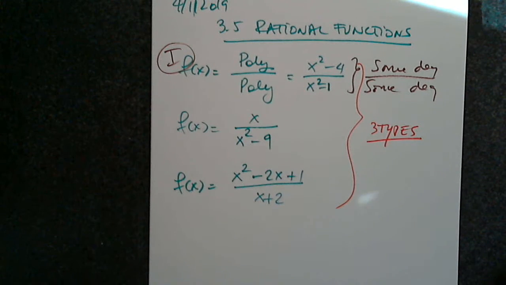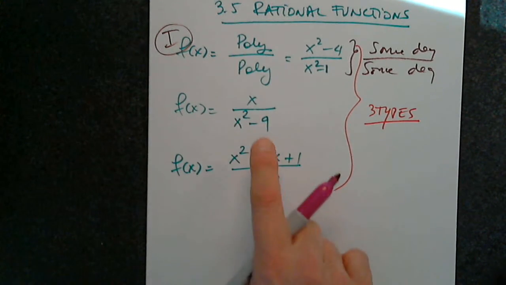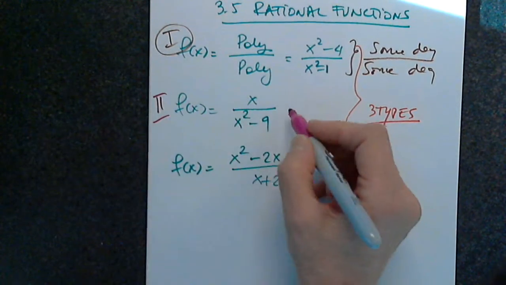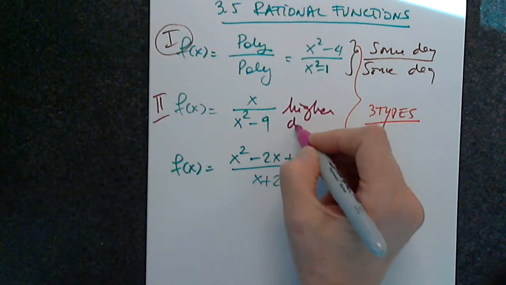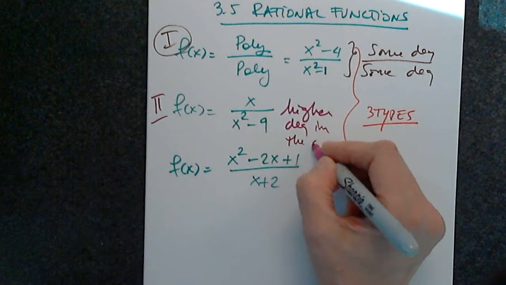Second one. So obviously we know it's all about degree. The second one says what? It has one term over a quadratic. It has degree 1 over degree 2. So we will say this is type 2, higher degree where? Excellent. In the denominator.